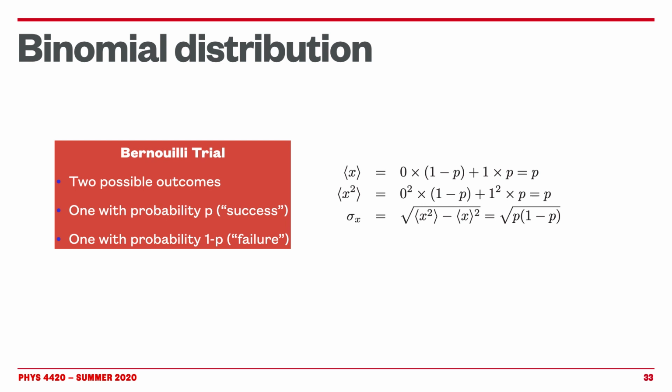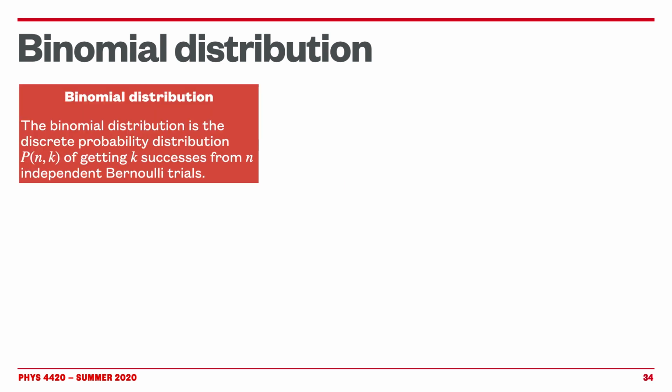And so now that we have this Bernoulli trial, we are going to look at a binomial distribution itself. So what's in the red box there is a definition. The binomial distribution is the discrete probability distribution p of k of getting k successes from n independent Bernoulli trials. So again, the easiest way to understand this is to take an example. You know that in a given Bernoulli trial, you have probability p of success, 1 minus p of failure. And you are told that you can play that game n times. What's the probability that if I do it n times, k of those n times will be successful? Okay, this is what the binomial distribution says.